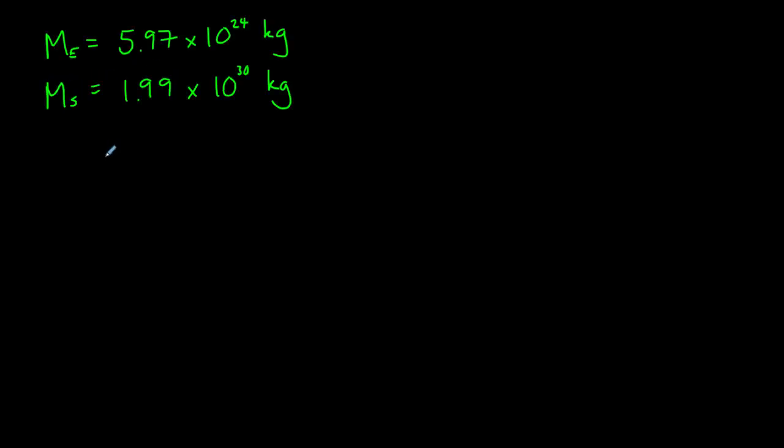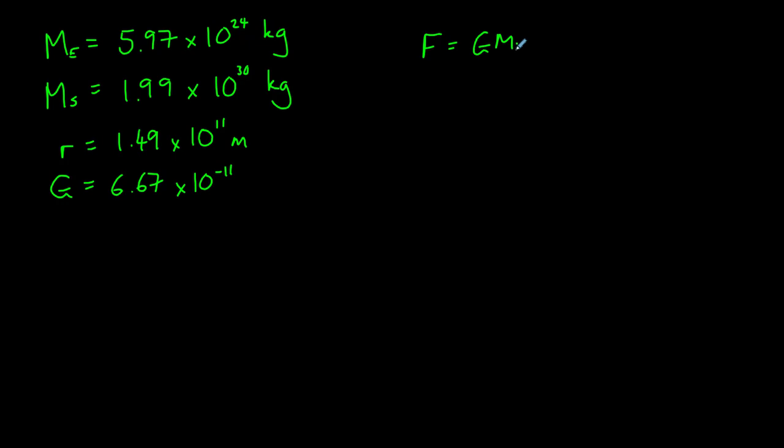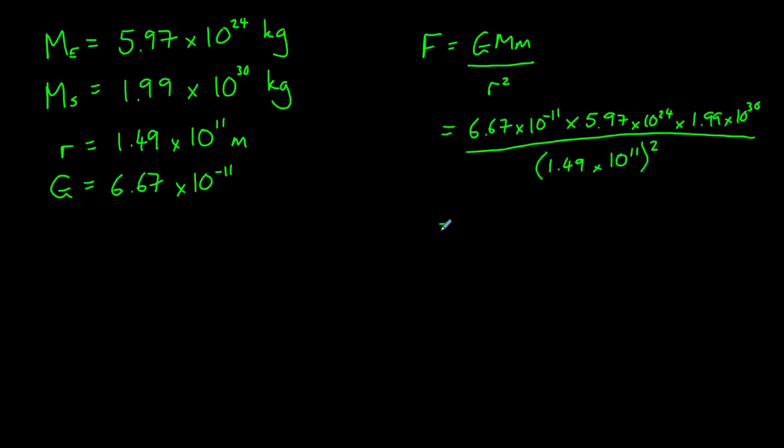For example, what is the strength of the gravitational force acting between the Sun and the Earth? Well, to know this, we need to know four values: the mass of the Earth, the mass of the Sun, the distance from the Earth to the Sun, and our universal gravitational constant, G. So, applying Newton's law of gravitation, F equals big G, big M, little m, divided by R squared. We can substitute our values in to produce an answer of 3.57 times 10 to the power of 22 newtons.